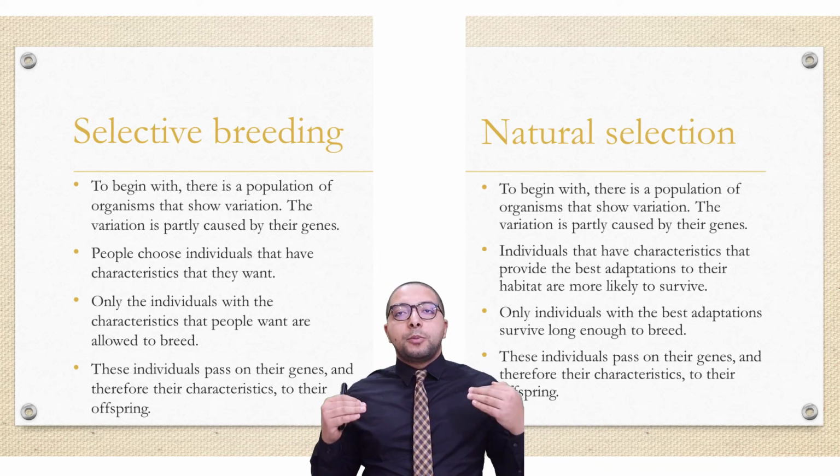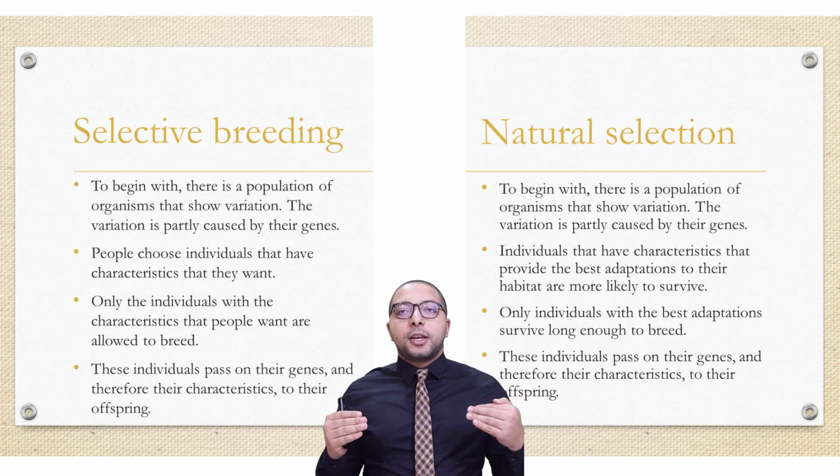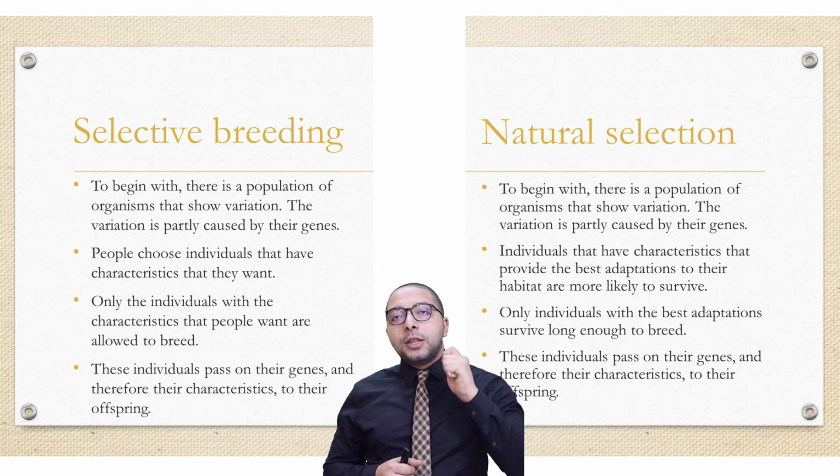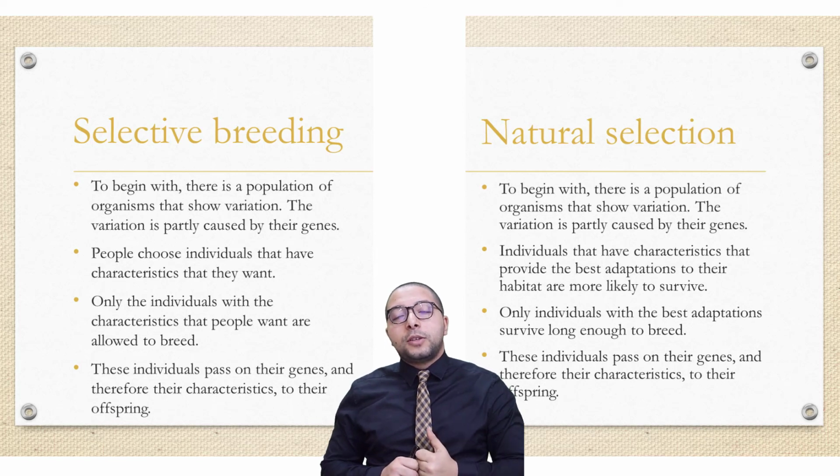So we have in both sides a characteristic. On one side humans are deciding, on the other side nature is deciding. I hope you have understood the differences between natural selection and selective breeding. That's well needed when it comes to discussing the evolution for Charles Darwin.